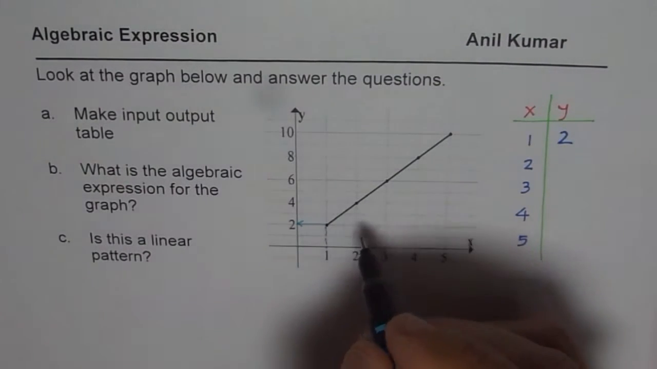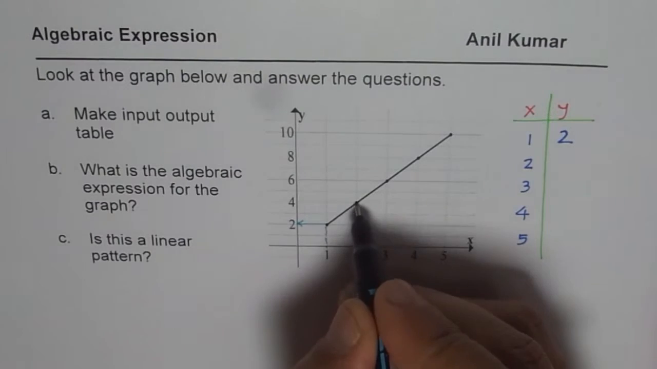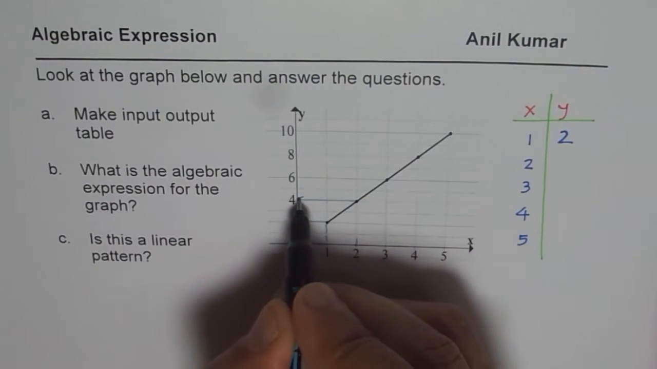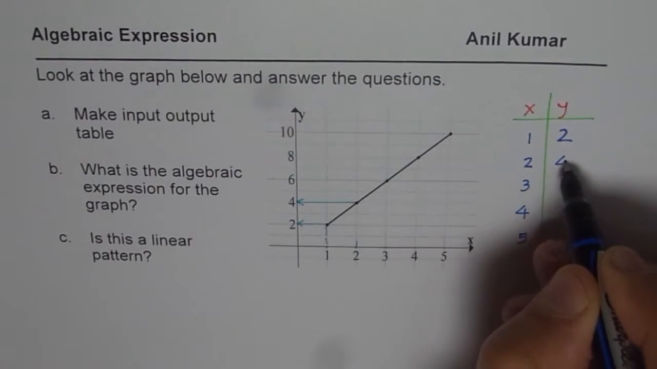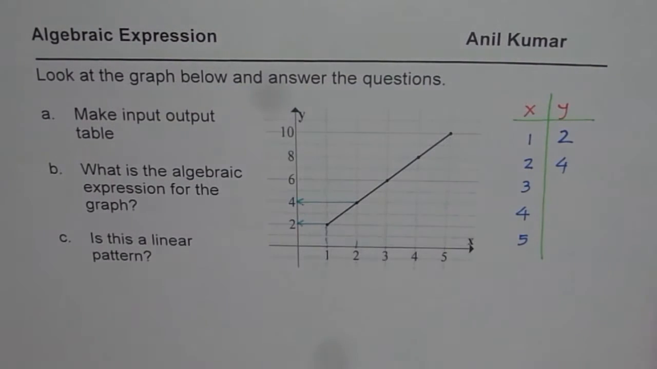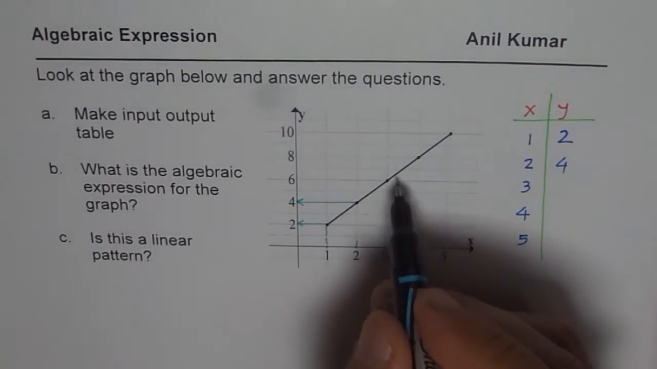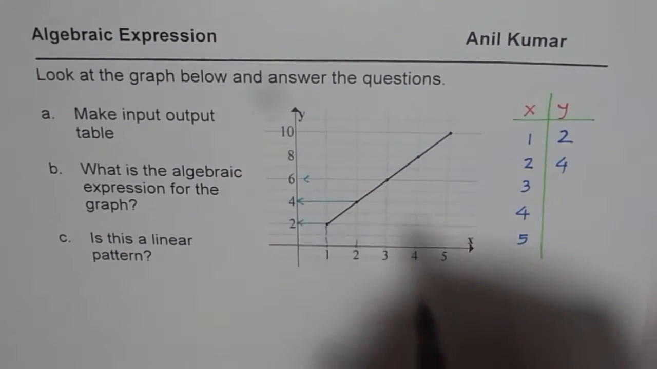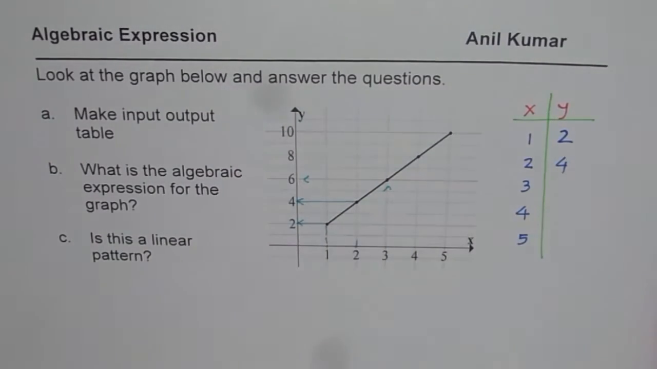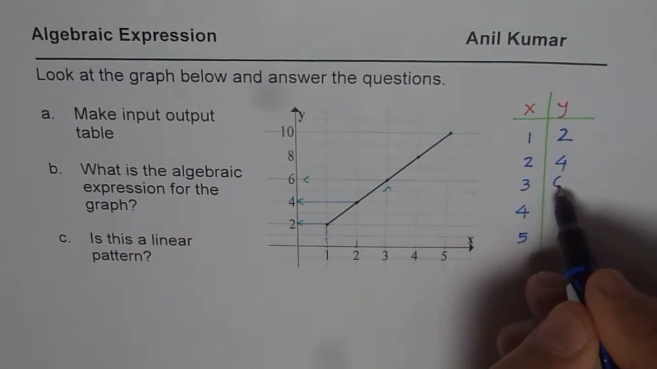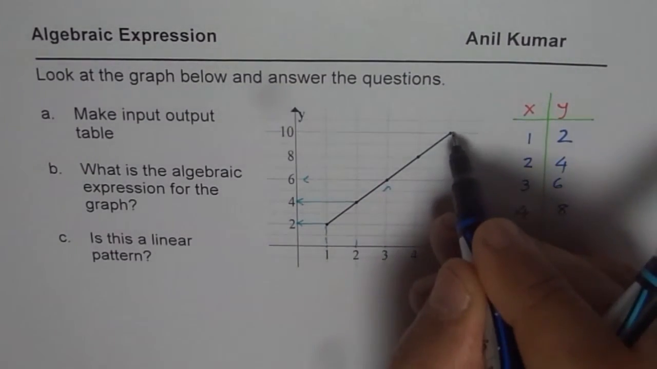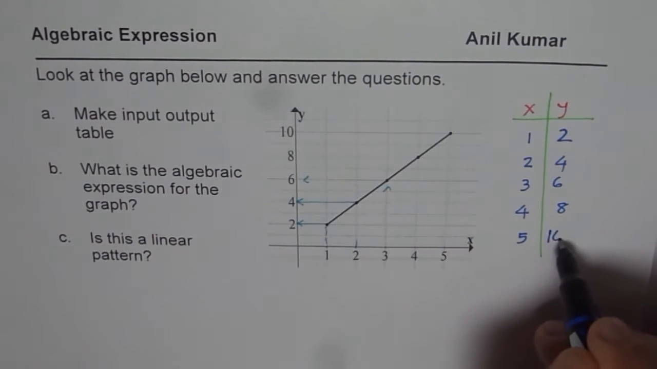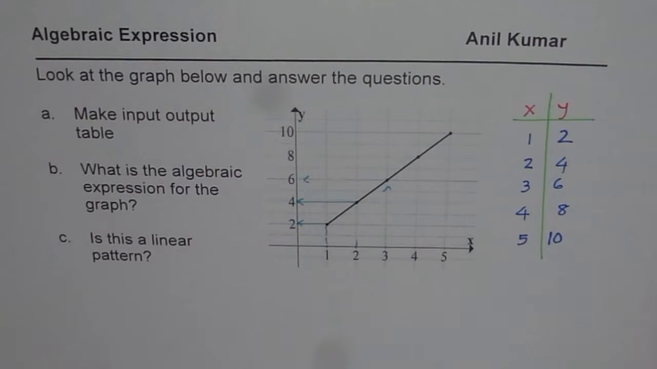Now for 2, what is the y value? We go up, and then from here we go left, and we say that the y value is 4, right? So for x equals 2, y is 4. So you follow this pattern. For 3, it is 6, correct? So we get 3 is 6. And 4 is 8. And 5 is 10. So that is how you can get your input-output table, right?